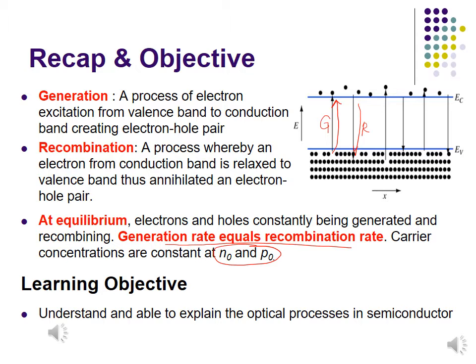The generation process in a semiconductor can happen in the presence of light, and also the recombination process in a semiconductor can produce light. We call this optical processes in semiconductor. At the end of this video, I hope you will be able to understand and explain the optical process in semiconductor.